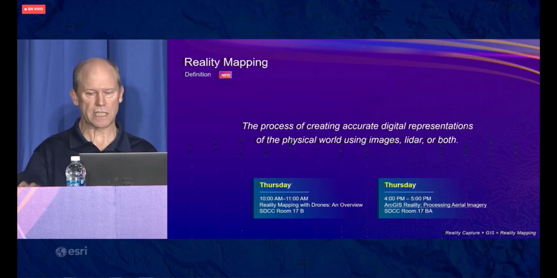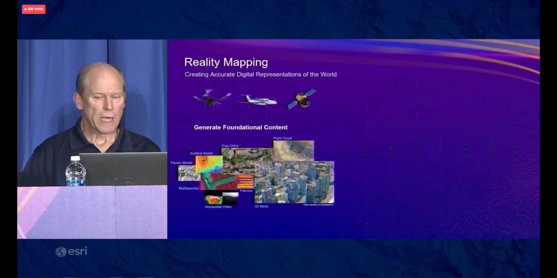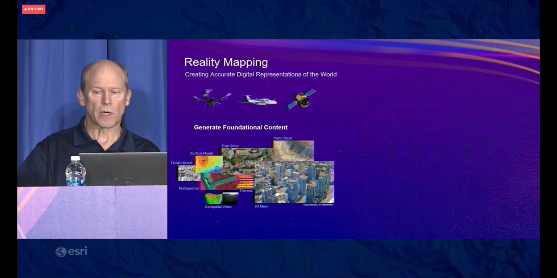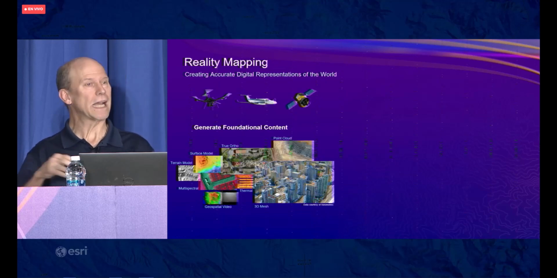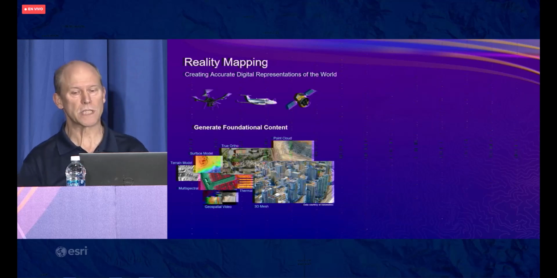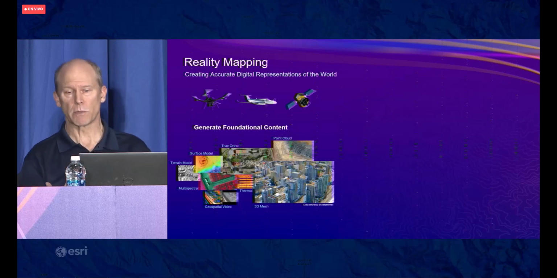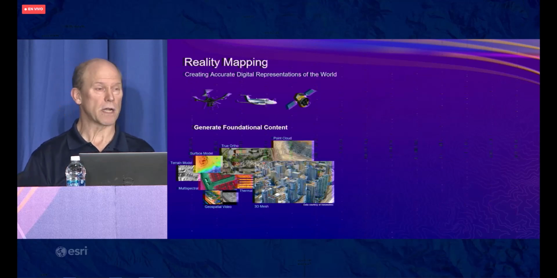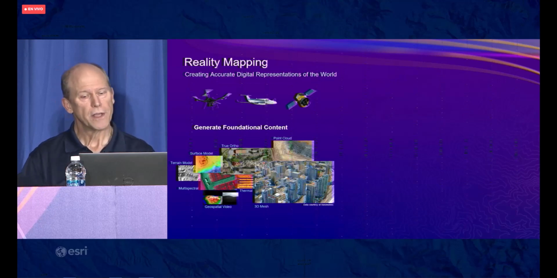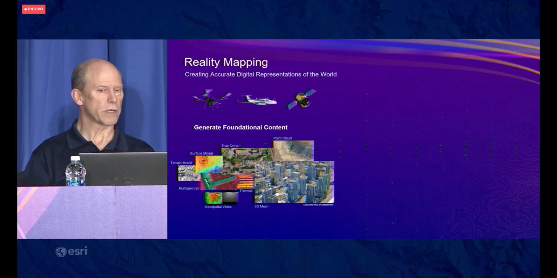If you haven't seen any sessions about reality mapping, there are two more today. The reality mapping tools allow you to create or update foundational content through highly automated processing. Using imagery from drones, airplanes, or satellites, you can create 2D products such as true orthos, orthomosaics of multispectral or thermal imagery, and extract elevation models where you have overlapping imagery. Videos can also become geospatial data products with the right orientation data.